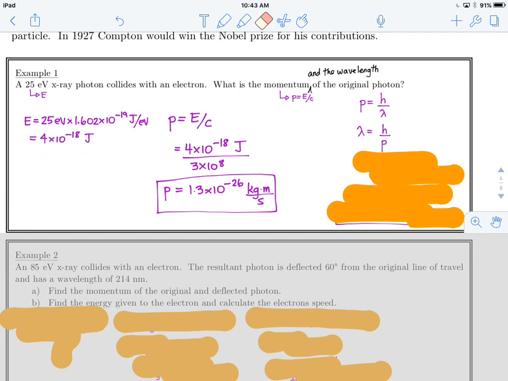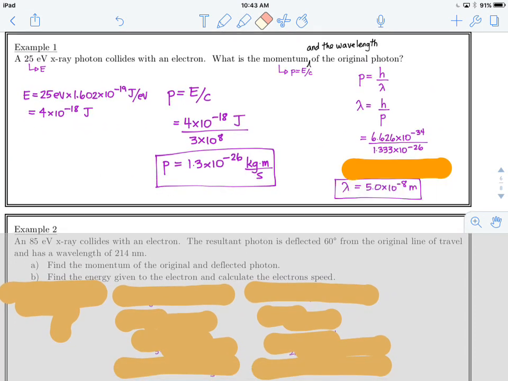If we rearrange this equation, the wavelength is equal to h divided by the momentum, and we do our calculation because we know h, it's a constant, and we arrive with 4.97 times 10 to the negative 8, which, correcting for sig figs, is 5.0 times 10 to the negative 8 meters. And there's the wavelength. So that's a straightforward example to get us used to photon momentum.